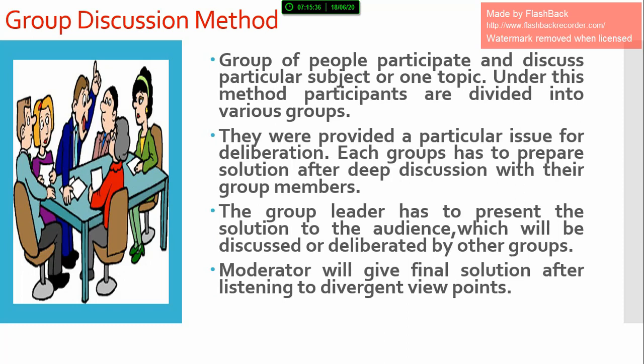A group of people participate and discuss a particular subject or one topic. Under this method, participants are divided into various groups. They are provided a particular issue for deliberation. Deliberation means discussion, and each group has to prepare a solution. After deep discussion with their group members, the group leader presents the solution to the audience, which will be discussed or deliberated by the other groups. Finally, the moderator gives the solution after listening to divergent viewpoints.